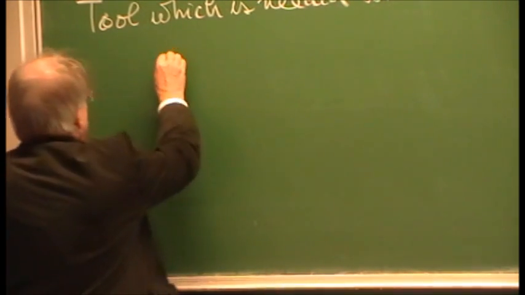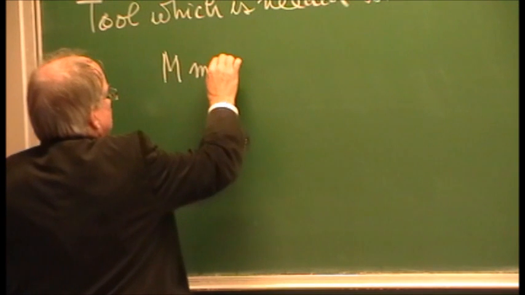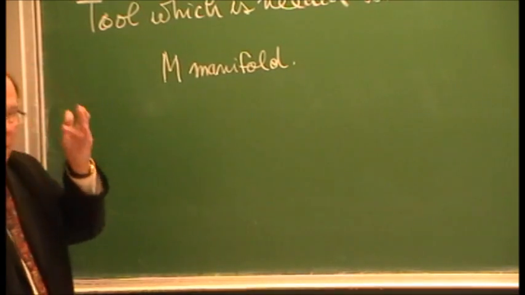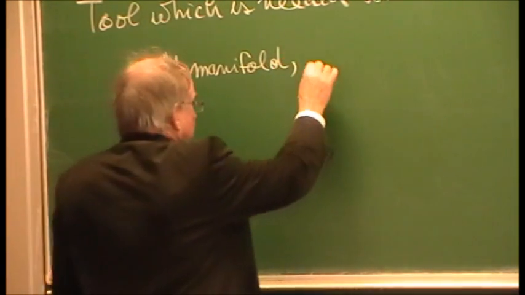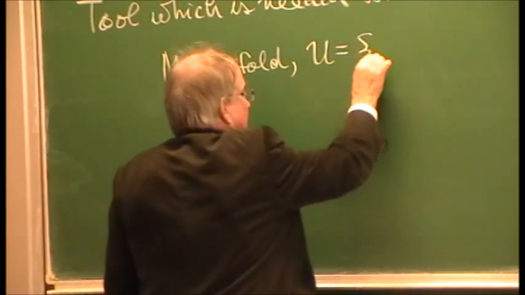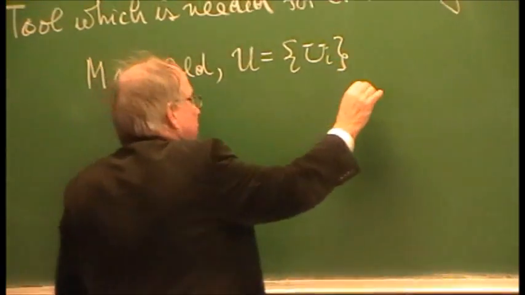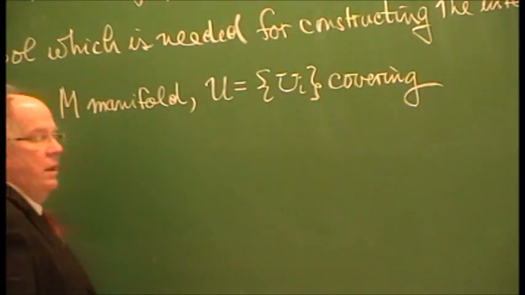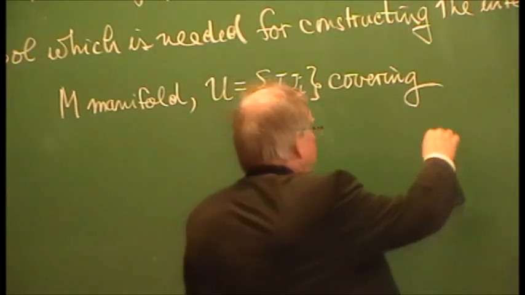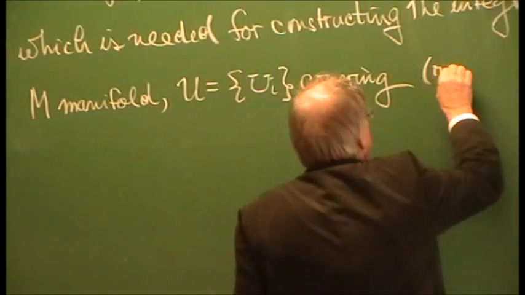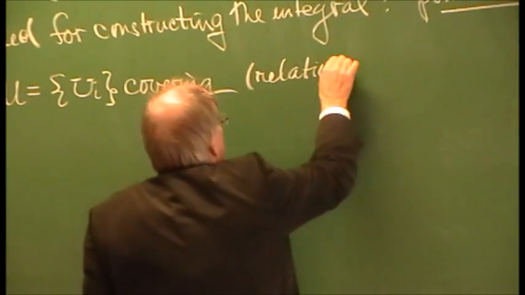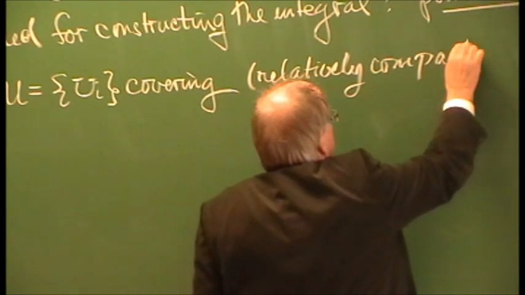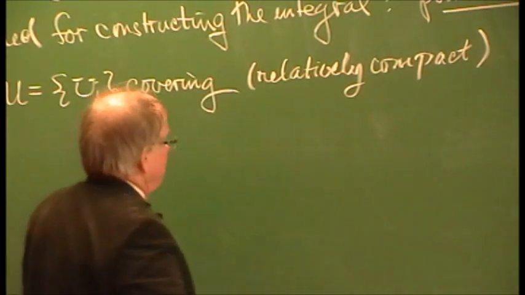So what is the situation? We have M as a manifold. And we cover M by open sets. I guess I would like to assume that they are relatively compact. And it's of course a locally finite covering.